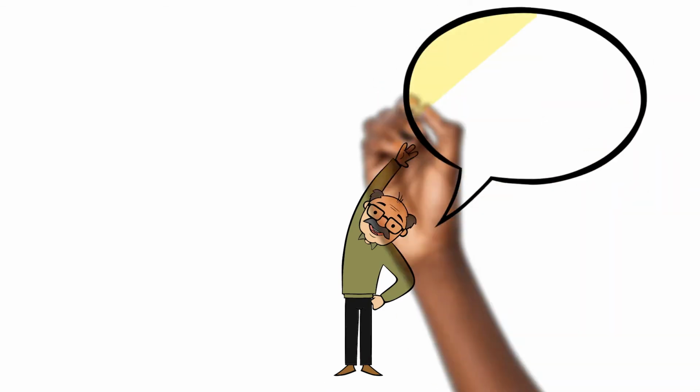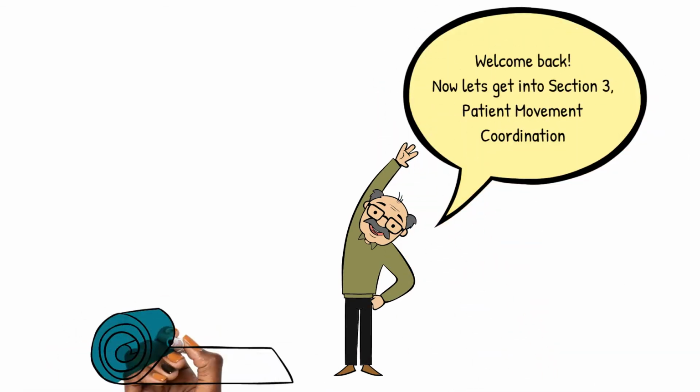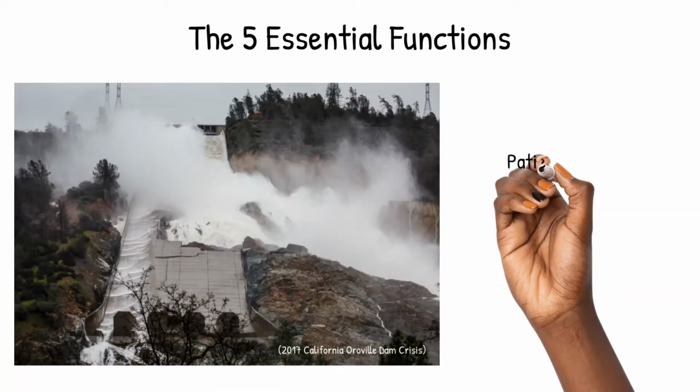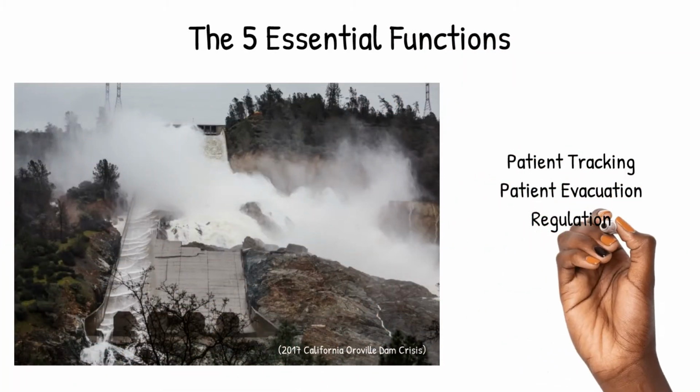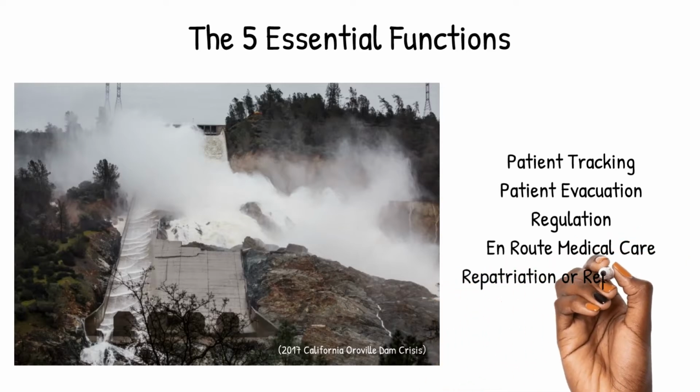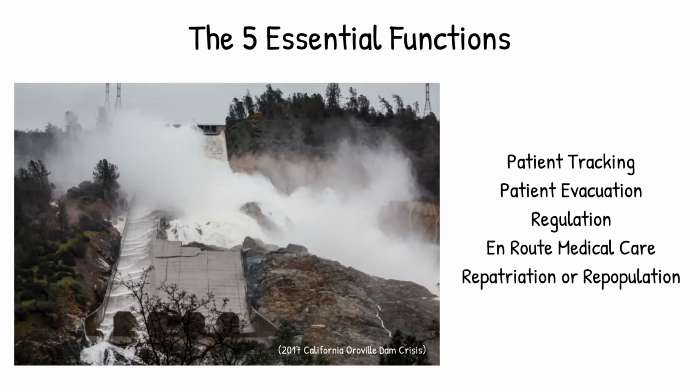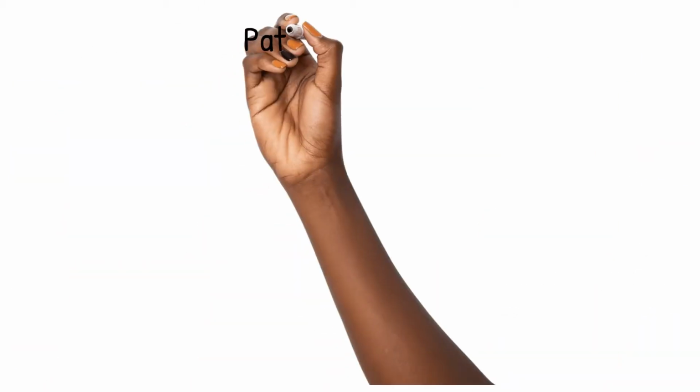And welcome to Section 3 of the California Patient Movement Plan, Patient Movement Coordination. In Section 2, we went over the 5 essential functions of patient movement: patient tracking, patient evacuation, regulation, en-route medical care, and repatriation. Now we're going to go over the tools that make the California Patient Movement Plan work.